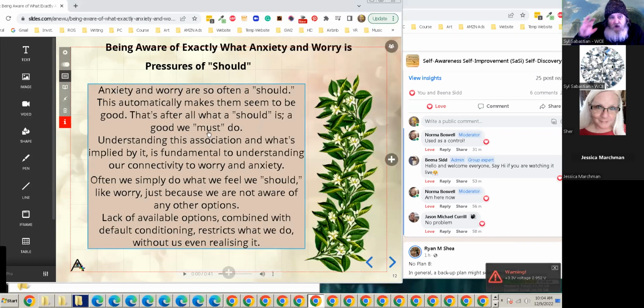When we combine the misapplication of goodness and should, they are very intertwined. That's why I went over that again, because should so often is a misapplication of goodness. We think we should worry. Based on what? Just because somebody said you should, or because you think you're doing a good thing. It's a misapplication of goodness. So should is so often a misapplication of goodness.